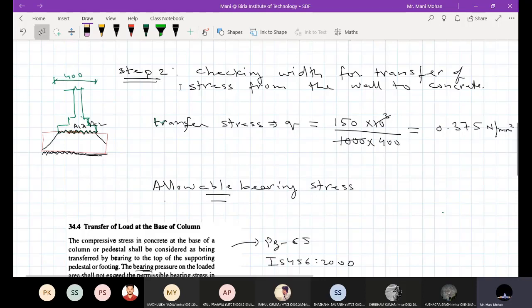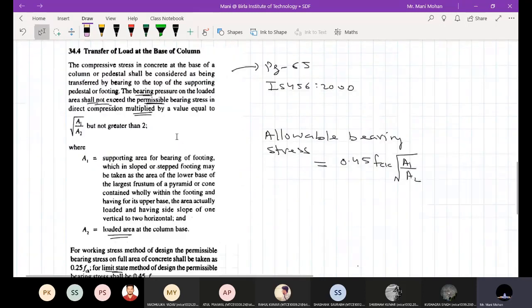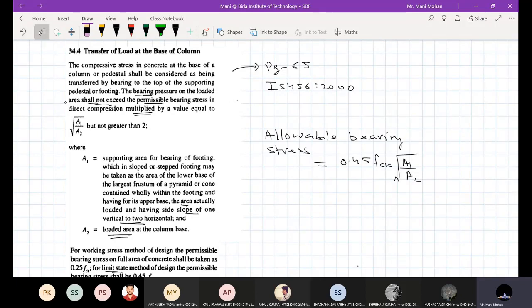It's been mentioned over here. When we take up the other type of problem, then we'll see. The area is actually loaded with a side slope of 1 vertical to 2 horizontal in order to know about it. But here I am not worried about A1, because A1 and A2 both are the same. So your A1 will be equal to A2 in this case, since I'm talking about that interface itself.